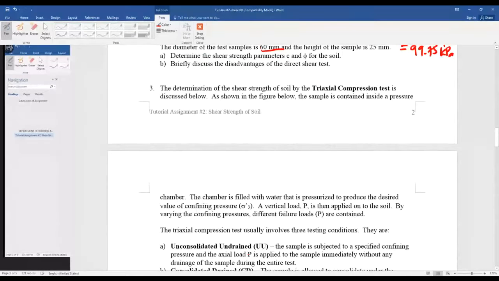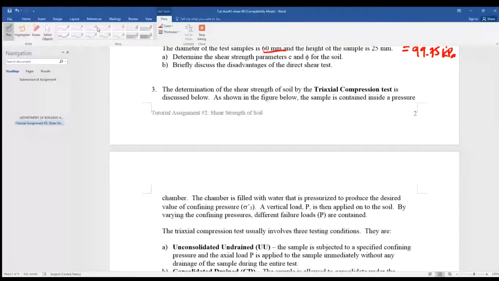Question 3 is a very important topic for our discussion whenever you are studying soil mechanics or geotechnical engineering, because it's a very famous test. What's the name of that test? Triaxial compression test. Now, what's that?